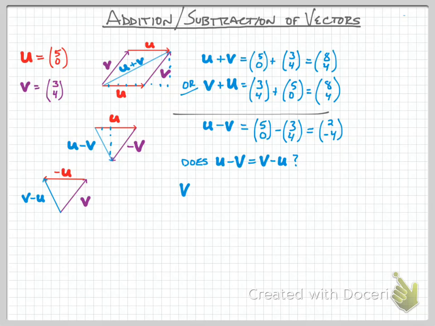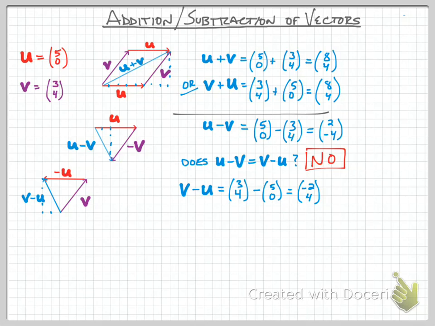Alright, so let's work this out and see what we get. v minus u is going to be 3, 4 minus 5, 0. And as we subtract these two, we get negative 2, 4. So are these two things the same? Then we have the answer no. Clearly they are not the same. They are collinear, they are parallel, they do have the same magnitude, but they are not the same vector. They don't have the same position vector as the addition does.